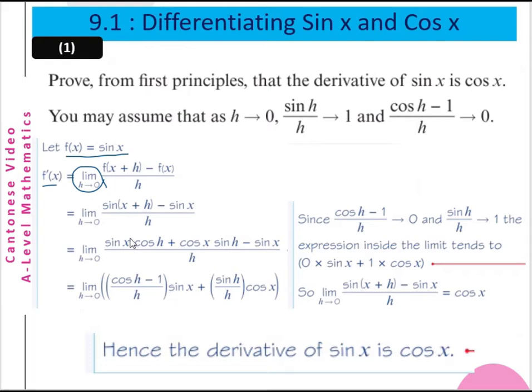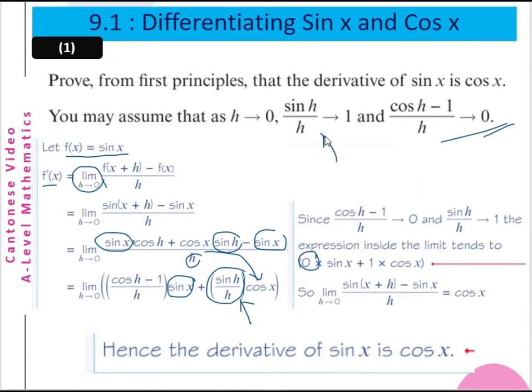minus sine x over h. And if you take the common factor of sine x in here, you get the cosine h minus 1 over h, and this is the sine h over h here, and you get the cosine x at this point. You know that when h tends to 0, cosine h minus 1 over h is equal to 0 from the assumption. So this one is 0 multiplied by sine x, and this one, sine h over h, is equal to 1. So this one is 1 multiplied by cosine x. So you get 0 multiplied by sine x, you get 0, and 1 multiplied by cosine x, you get cosine x. That means the limit of sine(x plus h) minus sine x over h is equal to cosine x. That proves the differentiation of sine x is equal to cosine x.